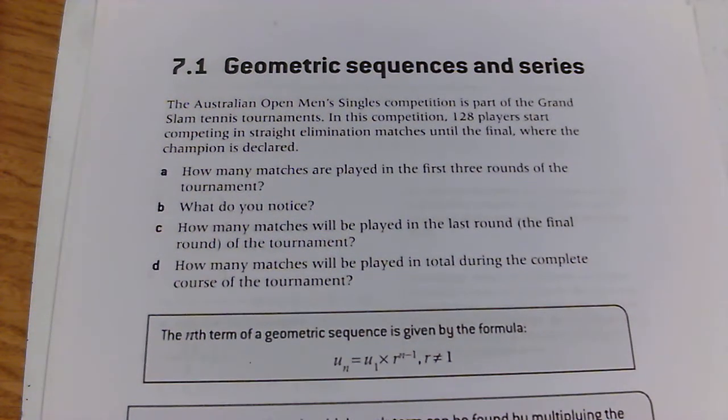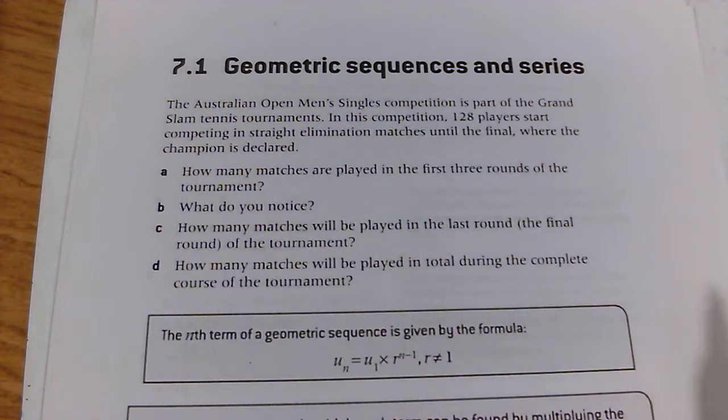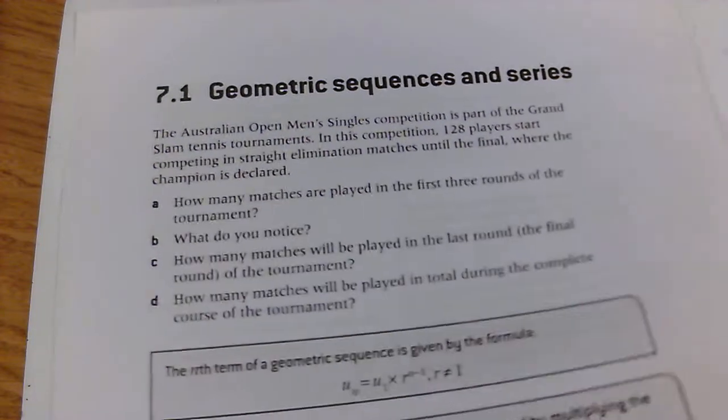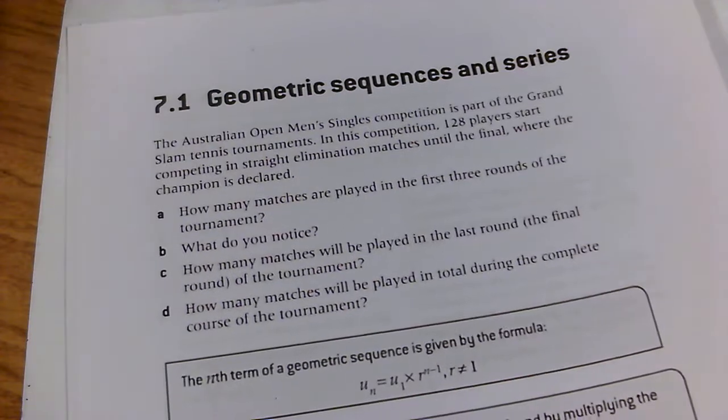So this is a video accompanying the introduction to the geometric sequences and series work. If you've looked at the notes already, you'll see that they start off with this example of the Australian Open men's singles tennis tournament. Now there's 128 players in the tournament, and we're first asked to say how many matches are played in the first 3 rounds.